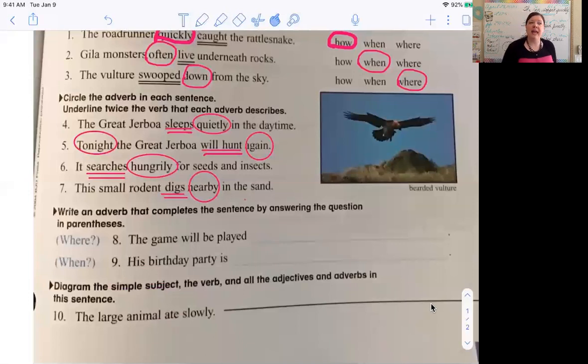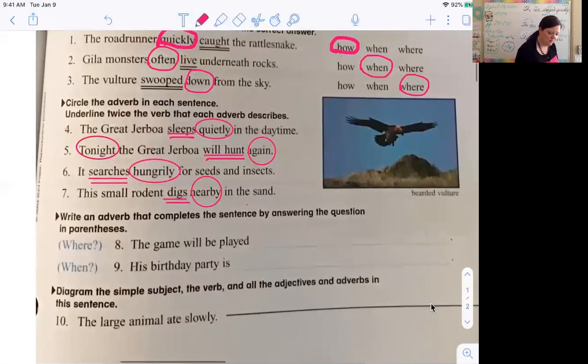The game will be played outdoors. The game will be played here. The game will be played there. Where could this game be played? Write your answer on the line. I'm going to put outside because it's a beautiful day outside.